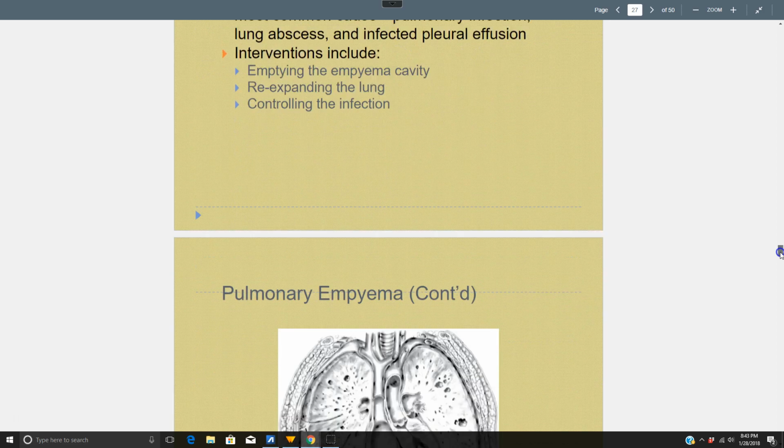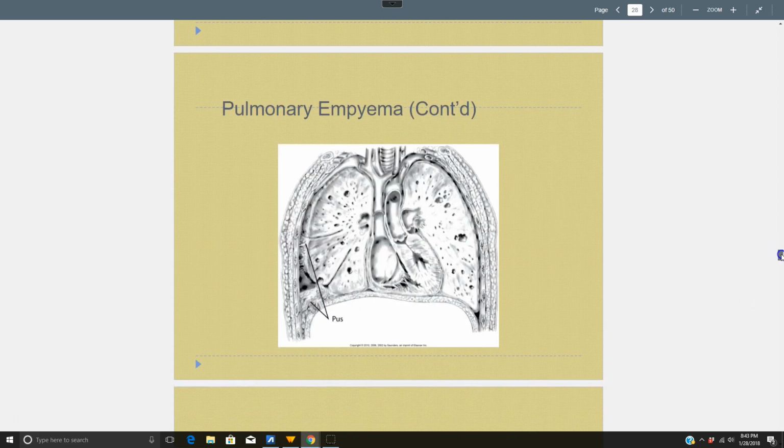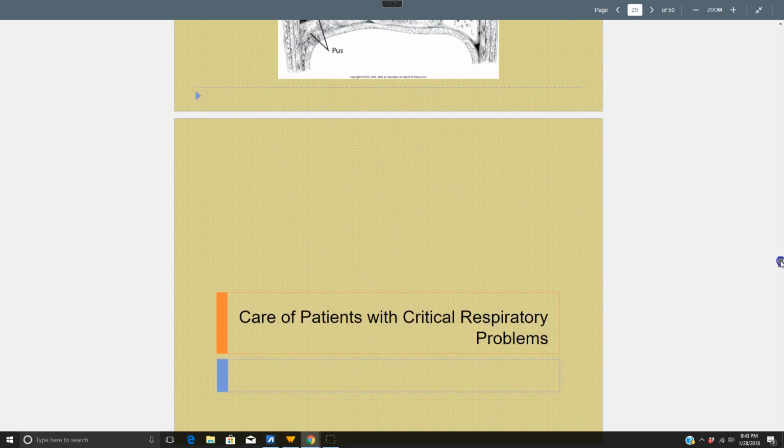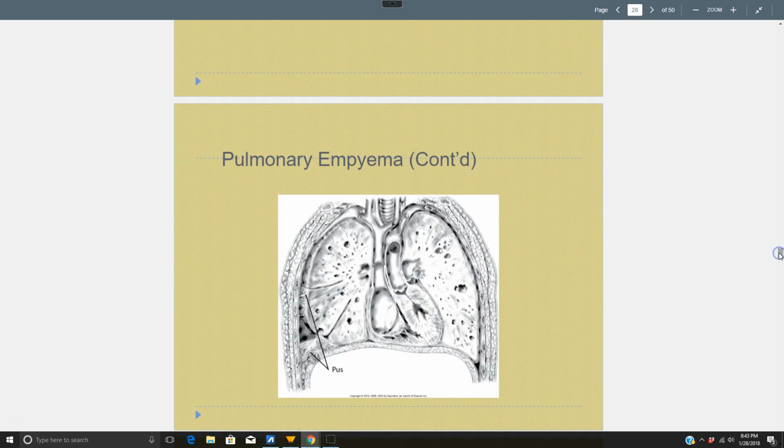I'll show you where this would be. For instance, this is where that infection or that pus would occur in that part of the anatomy of the lung, in the pleural cavity. So that's pulmonary empyema.